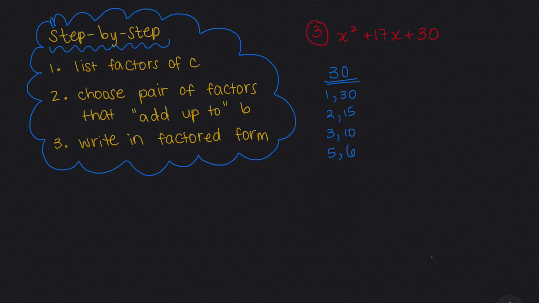Moving on to our second step, we want to find the pair of factors that will add up to 17. So our goal is 17. We can start checking. 1 plus 30, that gives us 31. 2 plus 15, oh, there's our winner. That gives us 17. That's what we want. So when we write it in factored form, the numbers we'll use are 2 and 15. So we have x plus 2 times x plus 15.